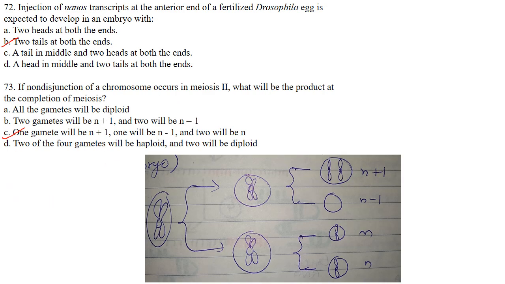Then, injection of nanos transcript at the anterior end of a fertilized Drosophila egg is expected to develop into an embryo with. So, nanos regulates expression of genes responsible for posterior structures. So, what you will get is two tails at both the ends.